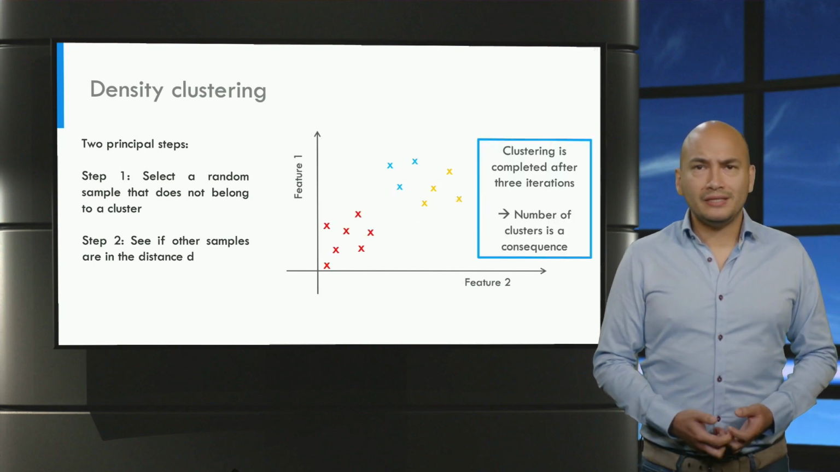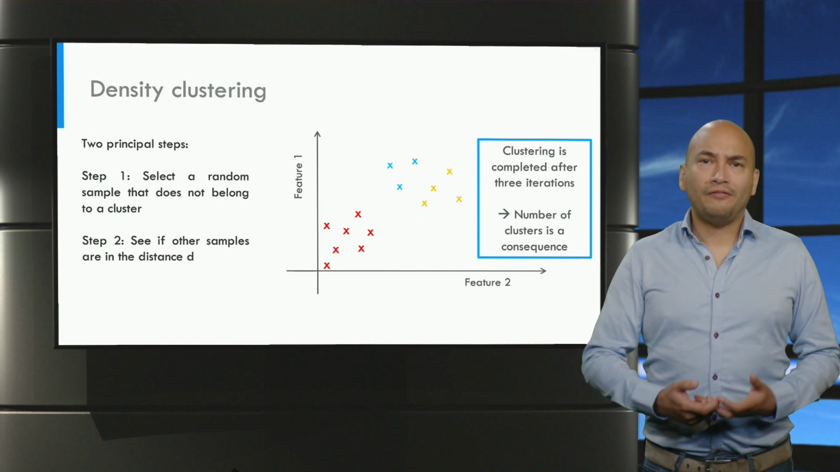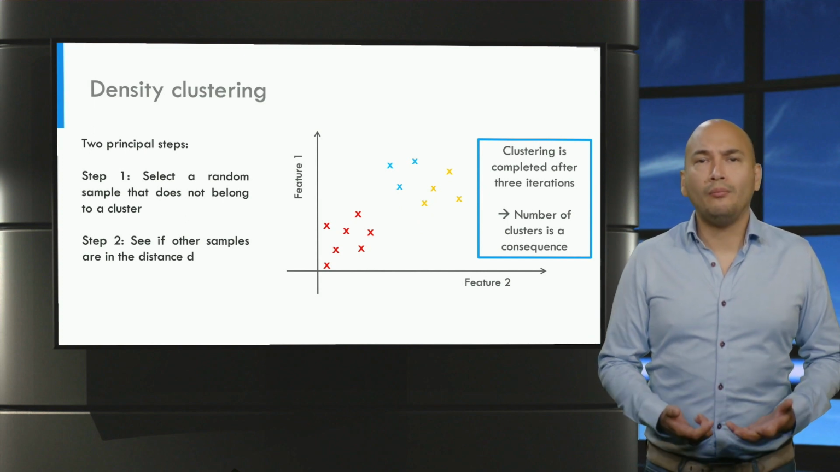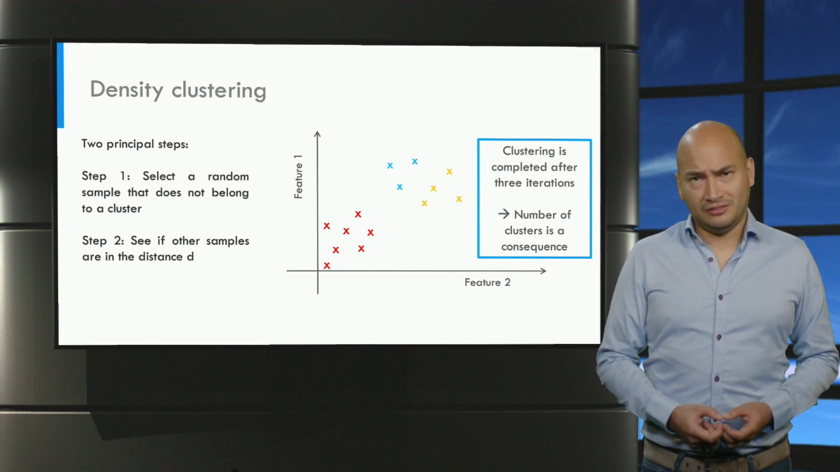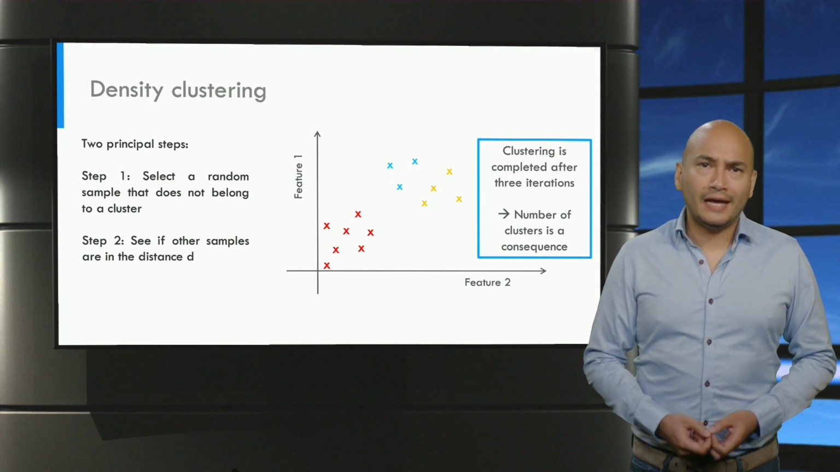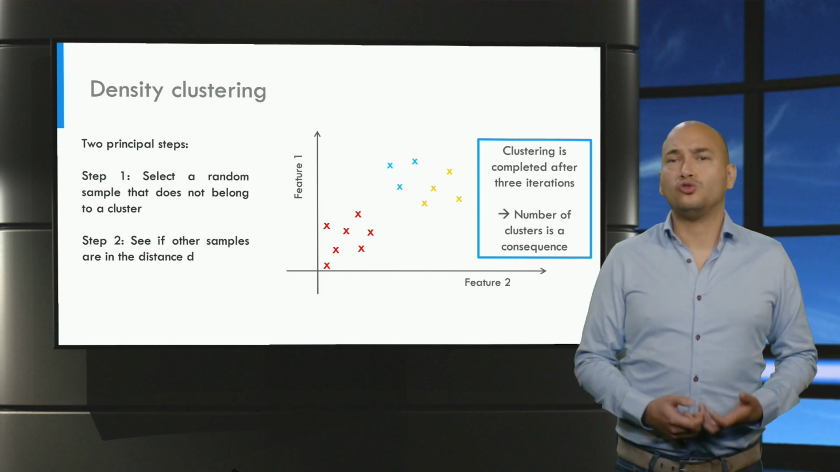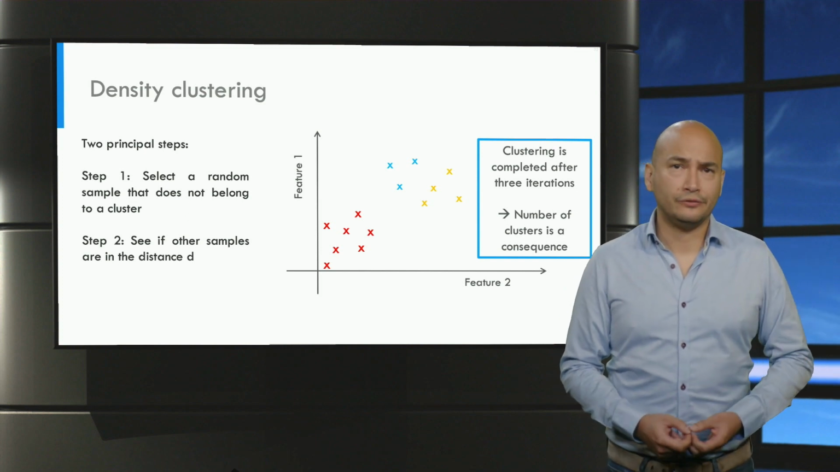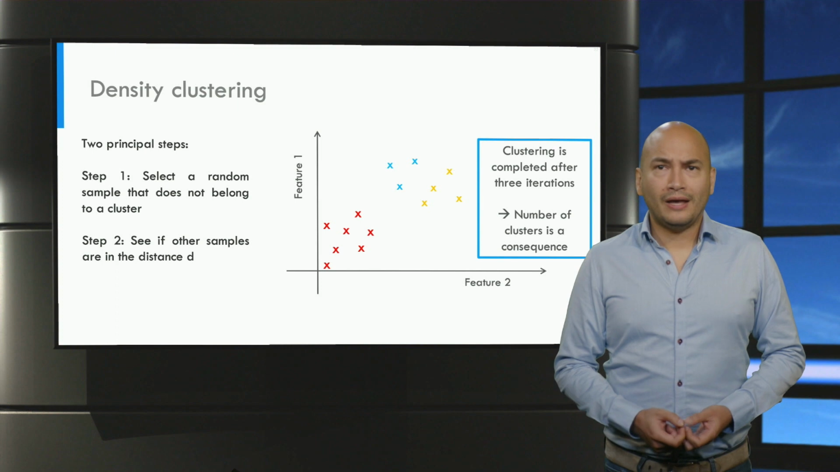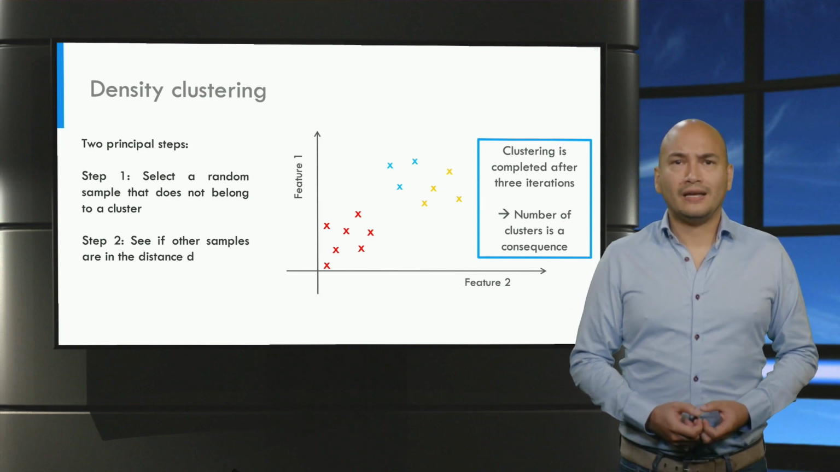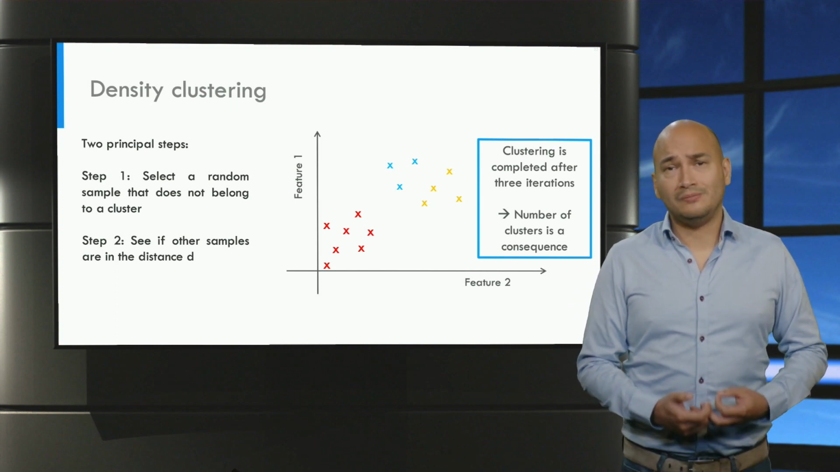You see, by repeating the 2 steps, we will find out that we have one more cluster shown by red samples in the plot. In the end, density clustering stops when there is no sample that doesn't belong to a cluster after the iterations. We can observe that the number of clusters is a consequence of a distance d, the parameter d.